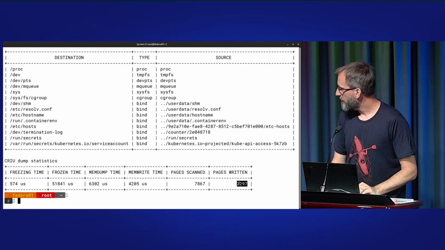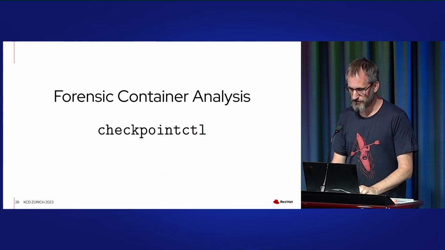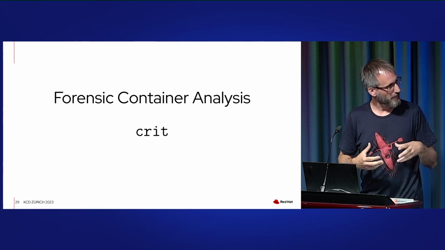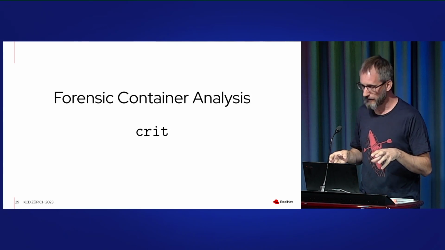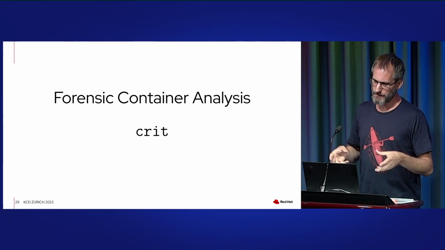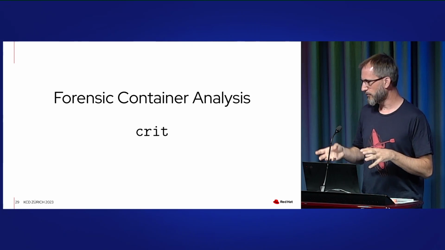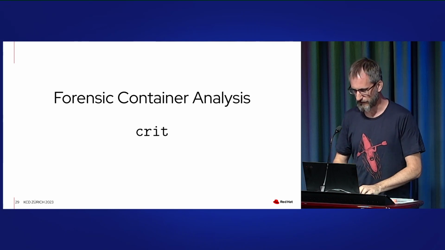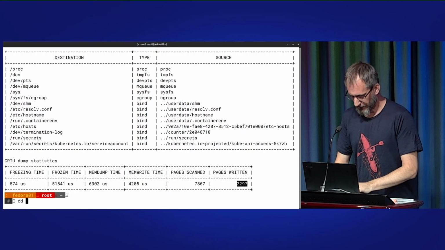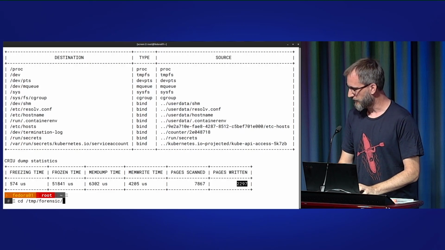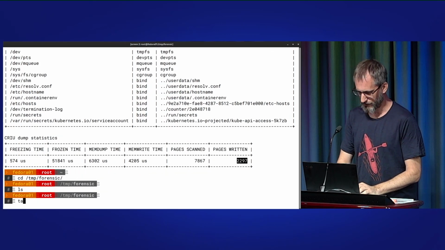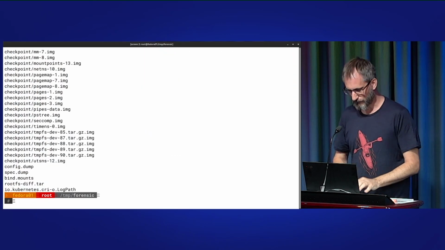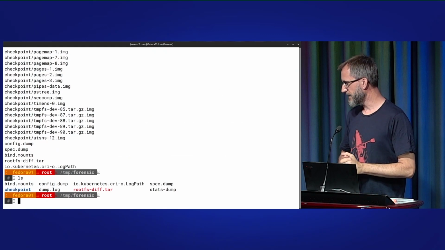Okay, so this is checkpoint control, which gives us some additional information. Now let's have a look at the checkpoint archive itself, and then we will use a tool called CRIT, which stands for CRIU Image Tool, to look at the actual information about the processes now written to disk. The first thing I will do is go to a directory. I hope it's empty, and now I will untar the checkpoint archive here, which gives me those files.